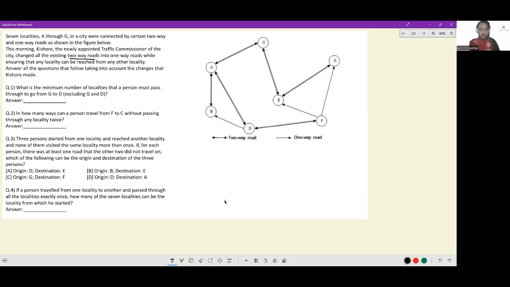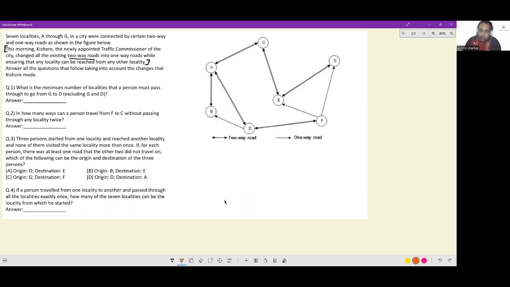Okay. So all the two-way roads have been turned into one-way roads, while ensuring that any locality can be reached from any other locality. Now, in order to implement this change, the places which are going to be interesting are G and C. Look at it, and how I'm going to represent it is this way.